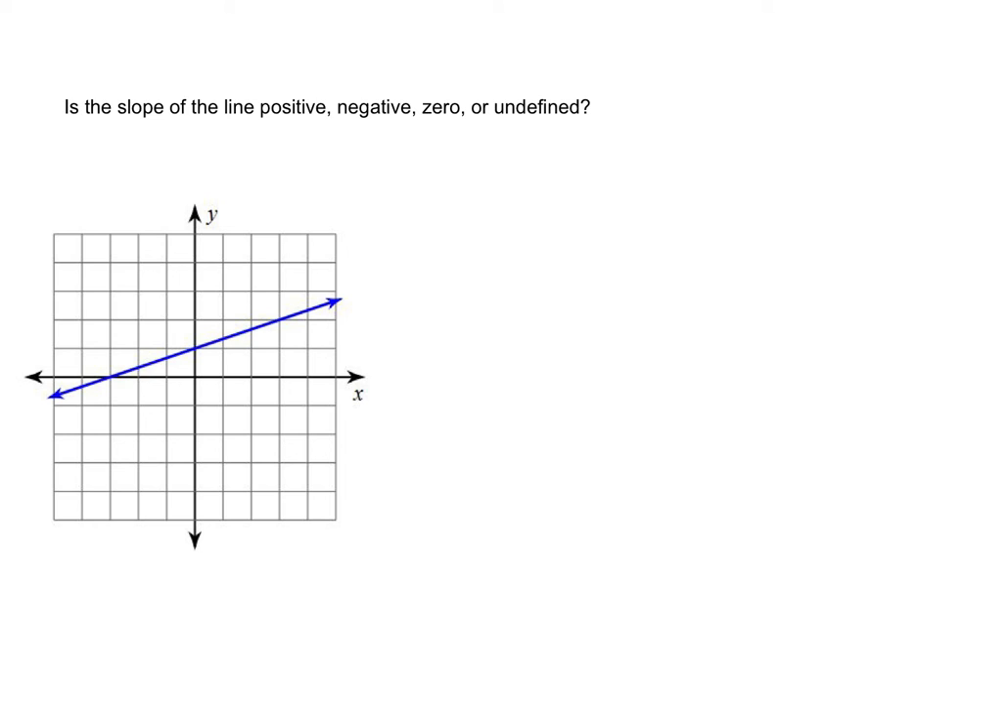So looking at this graph visually, we want to determine if the slope is positive, negative, 0, or undefined. Remember, we are going from left to right. So if I were to go from left to the right, there is an increase in y. We are going up, so this would be a positive slope.